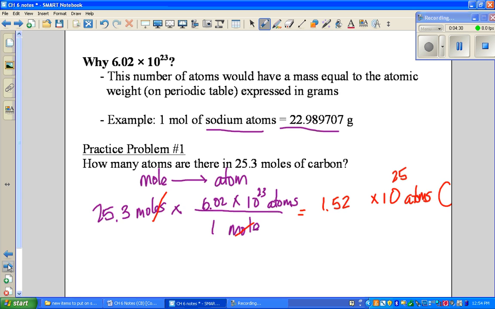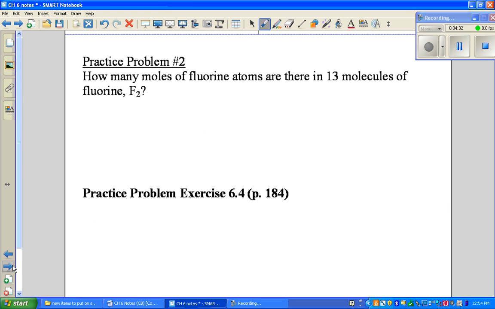So we have another example here, when we don't have something as simple as this. It says, how many moles of fluorine atoms are there in 13 molecules of fluorine gas? So fluorine is diatomic. So I am going to start with molecules. If you follow your mole map, we're going to change from molecules to atoms, and then we are going to finally end up at moles. Okay, so let's do this.